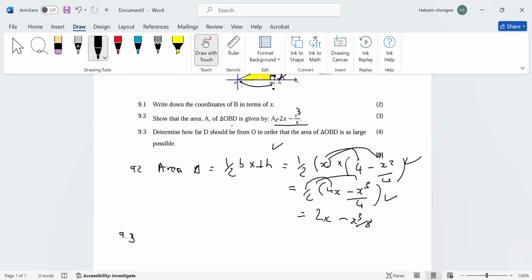This is very important. Usually with these questions, even if we couldn't do this part, we can go to the next question and just differentiate whatever we got there, just in case we don't know what to do, because there were 4 marks here. So we have area prime. We want to get the largest possible area, so we take area prime in terms of x.